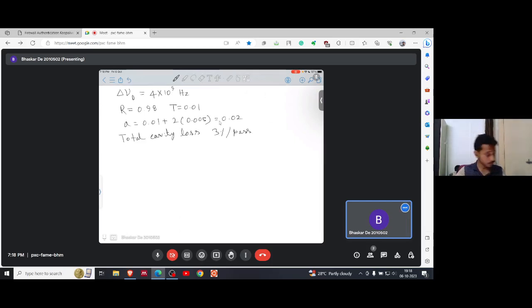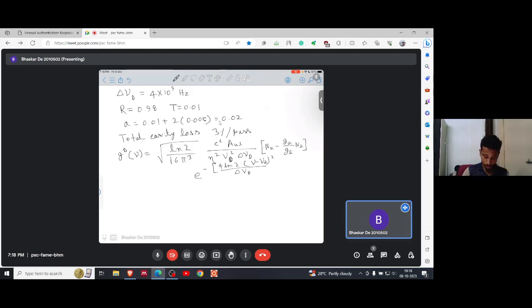Okay, now we will calculate the gain G_D(nu). So G_D(nu) is the Doppler broadening gain. It is given by ln2 by 16 pi cube c square A_ul over eta square nu_D square delta nu_D, times N_u minus g_u by g_l N_l, times e to the power minus 4 ln2 (nu minus nu_D) whole square by delta nu_D square.